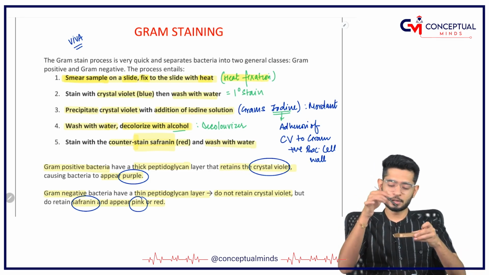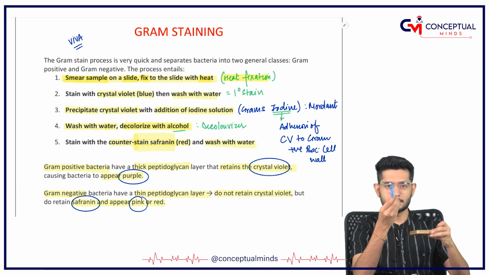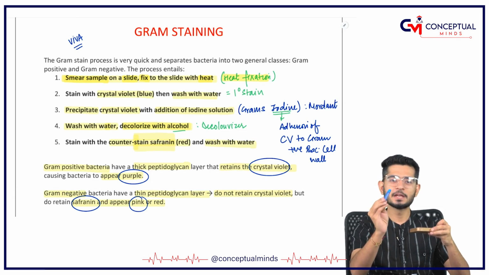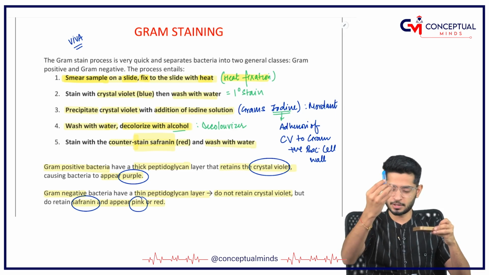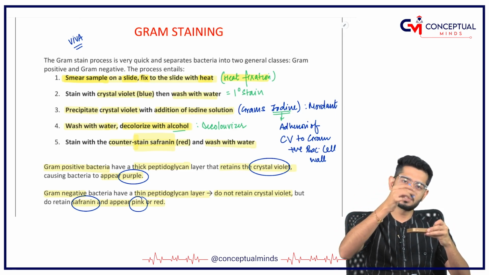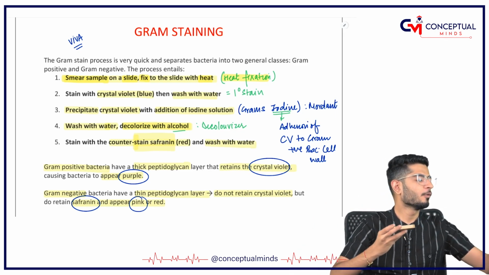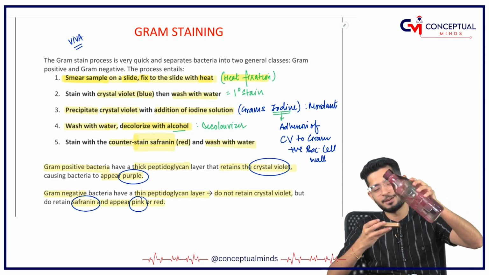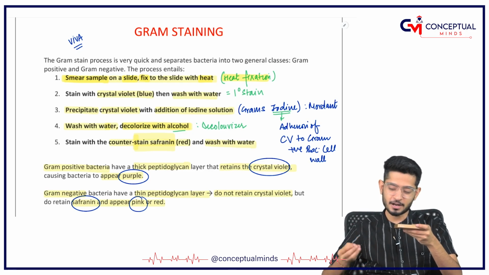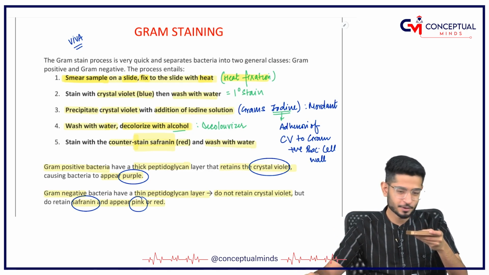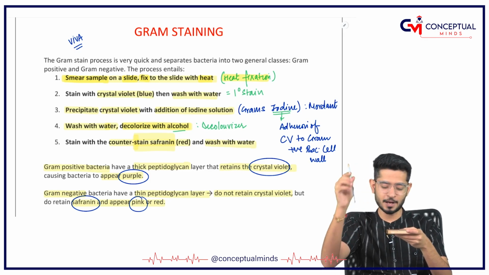Then I am going to put a stain. Which stain? Can you see this color properly? This is blue color. Okay, is it visible or should I zoom it? Okay, this is blue. So then you will put crystal violet, and then I will wash it with water. After washing it with water, now I will put some iodine. I'll put some iodine on it. So I'm putting the iodine.